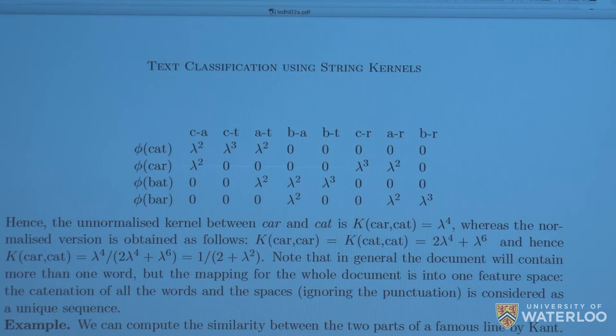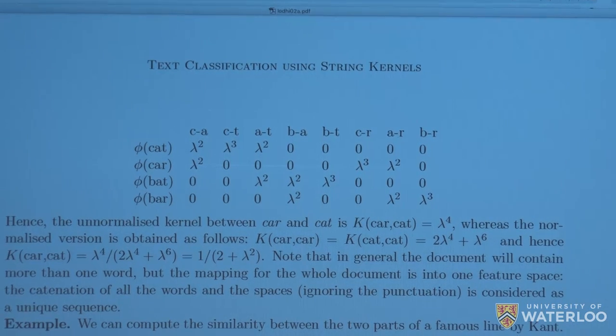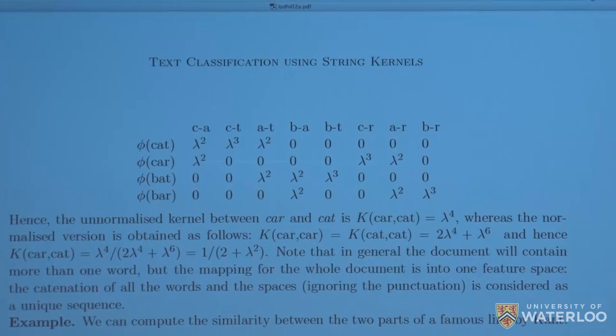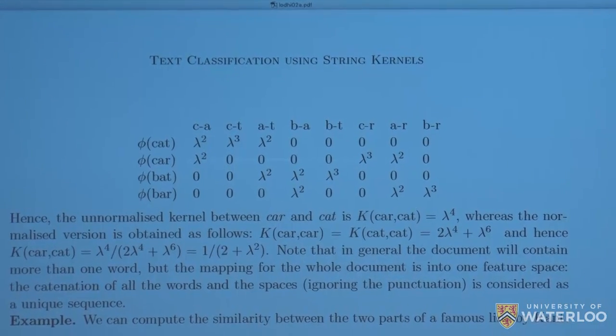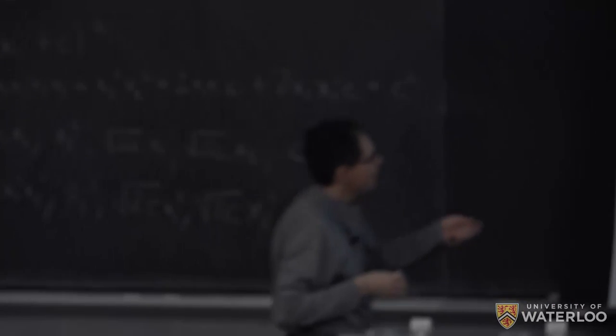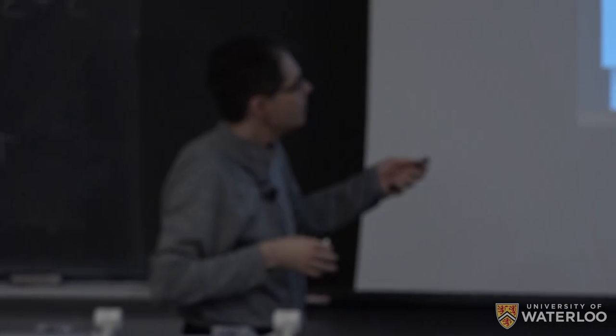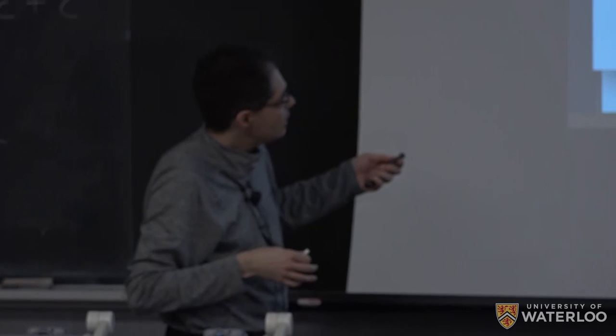So here the intuition is that if I find the substring, and there's no gap, and it is a shorter substring, then it's a more important match, right? Whereas if I have some gaps and it's not contiguous, then the substring is maybe not as important, and I want to give it a lower weight. So that's why the power is higher, and that's why here we have lambda to the 3. OK, so this gives you the embedding.